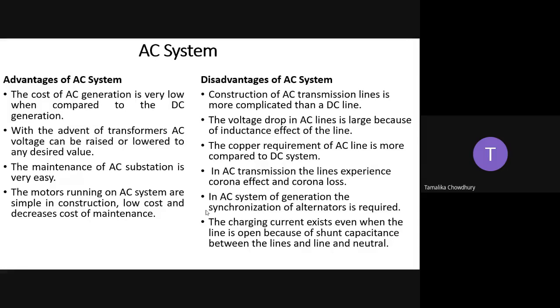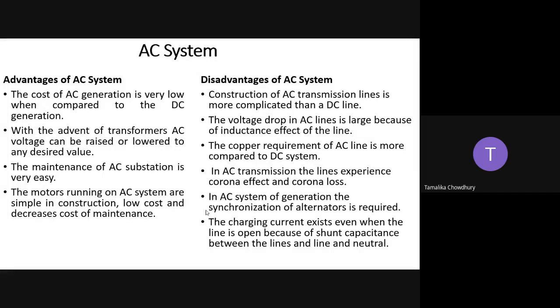Next is the maintenance of AC substation. That is relatively easier than DC. And the last point of the advantage is that the motors running on the AC system are simple in construction, low cost, and decrease the cost of maintenance. The motors that run on AC are simple in construction and low in cost. So that is why it is better to use AC.